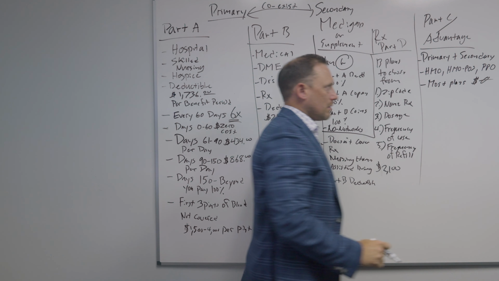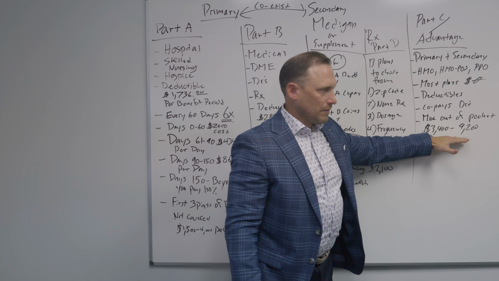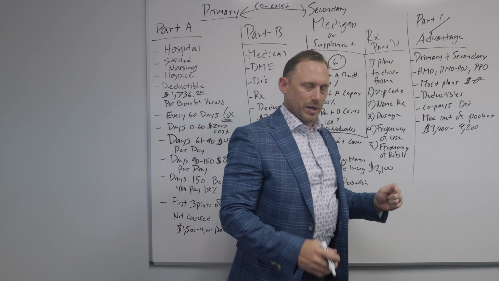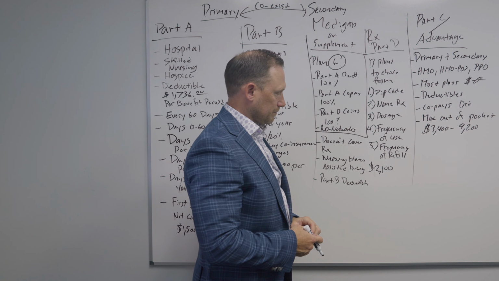So you could have this range, and typically the lower max out of pocket is a direct reflection that it's typically an HMO. Most PPOs you're going to find in the middle, to the higher side, depending on the county or the state that you reside in.